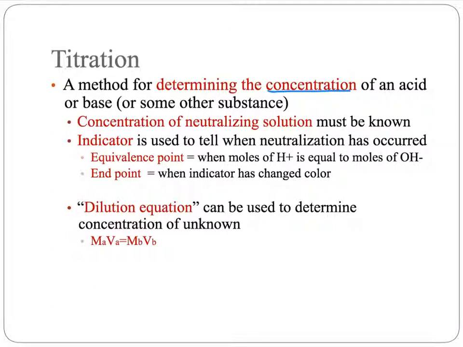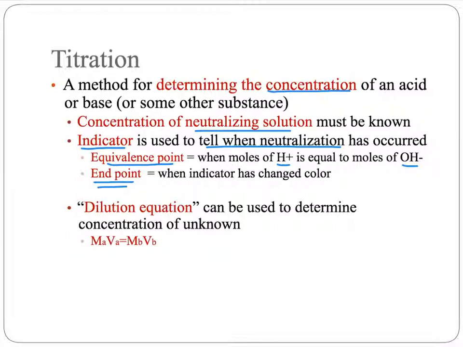So if you have a neutralizing solution that you know the concentration of, and you have an indicator, then you can determine the concentration of your unknown. An indicator is something that will tell you when neutralization has occurred. Most often this is a chemical that will change color as pH changes. It changes its color at what's known as the end point, and that is representing the equivalence point, where the number of hydrogen ions is equal to the number of hydroxide ions.